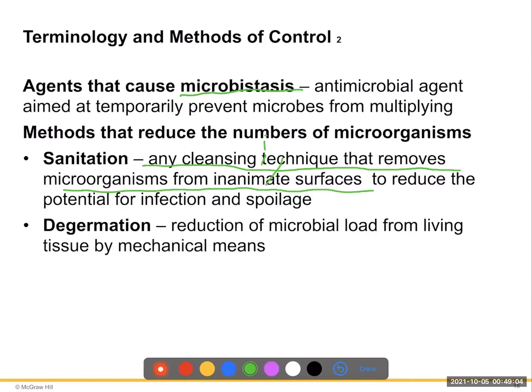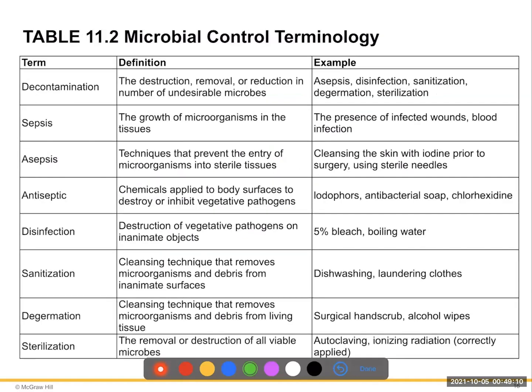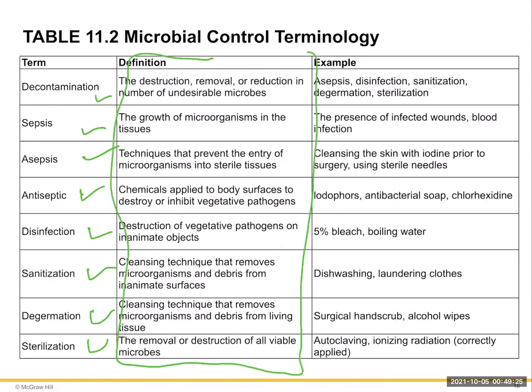Degermination is the reduction of the microbial load from living tissue by mechanical means, by cleaning it out and scrubbing it. So here's your list we just went over: decontamination, sepsis, asepsis, antiseptic, disinfectant, sanitation, degermination, and sterilization. This gives you all the definitions of what those mean, just what we went over, and then an example of each one.